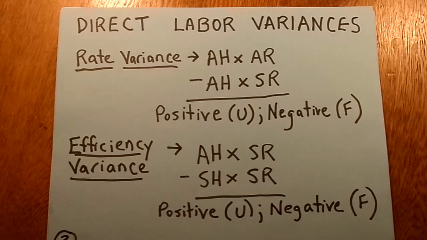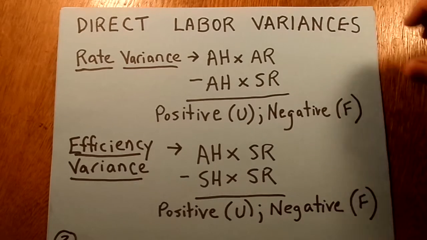Then we'll also look at efficiency variances, and the efficiency variance is basically where we're going to take actual hours, multiply it by standard rate, and subtract from it standard hours by standard rate. Obviously, we're looking at the hours then. If it's positive, we're going to say that it's unfavorable because we used more hours than we budgeted. If it's negative, we're going to say it's favorable because we actually were more efficient and used less hours than we budgeted.